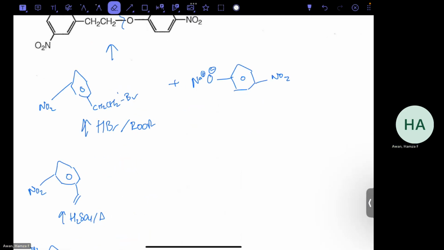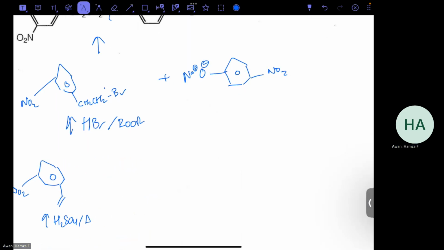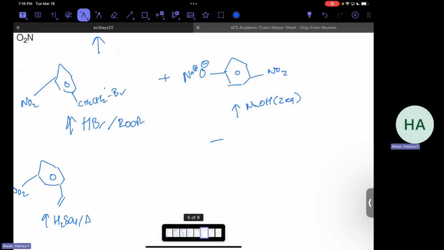So next one on the right. So we have O minus Na plus. The first thing we can do to get rid of that is just use NaOH, two equivalents, right? And that's going to cause it to just become a Br, right? So we have Br, and then we have our NO2.